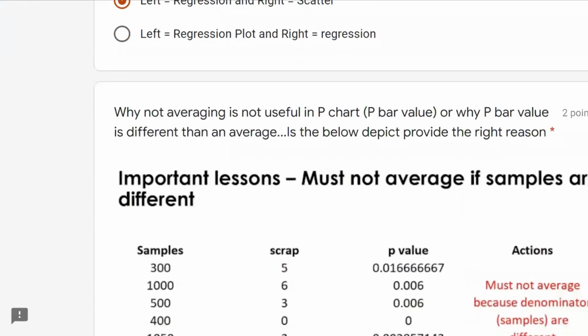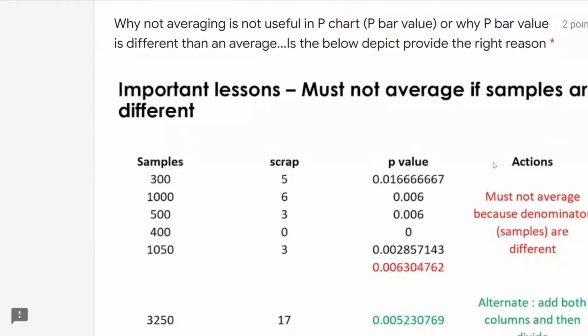Next question. Why is averaging not useful in a P chart? For example, a P chart is a proportion chart, right? So 300 samples, 5 scrap. What do you do? 5 divided by 300, you get this value. And then, can we do it like this? We have 5 sets of samples. Can we do an average? No, we should not do an average. We must not average because the denominators are different, because your scrap is different and your sample size is also different. That's the reason you should not do average.